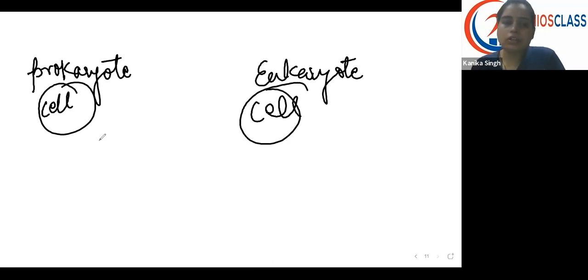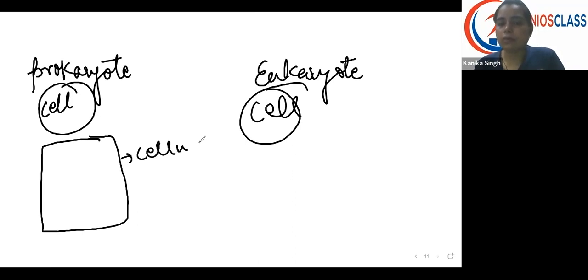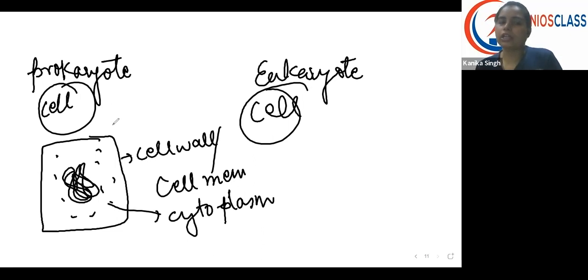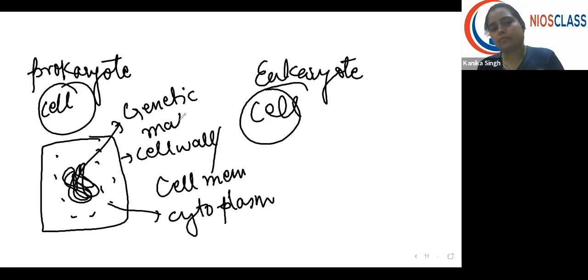In a prokaryote, a cell is there with a cell wall or cell membrane. Cytoplasm will be there, a liquid content, and inside the cytoplasm there is DNA, RNA or genetic material. Okay, so now what is happening? You just have to remember that this DNA, RNA, genetic material is directly present in the cytoplasm.